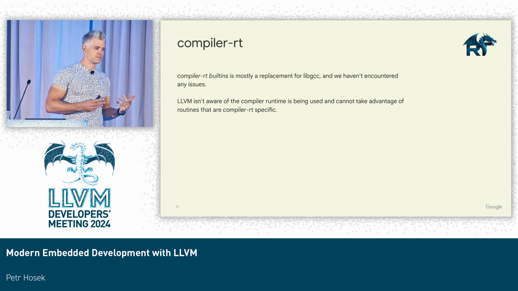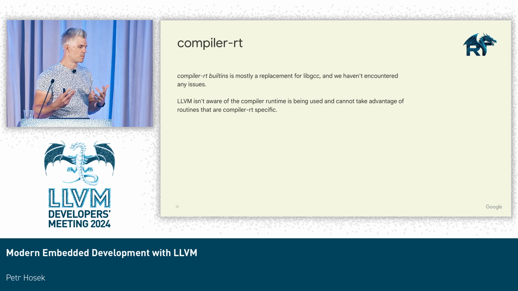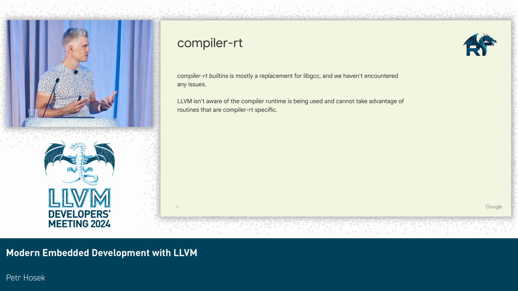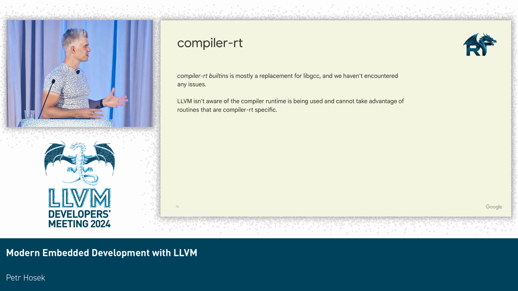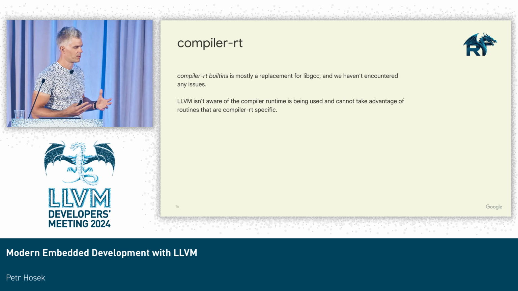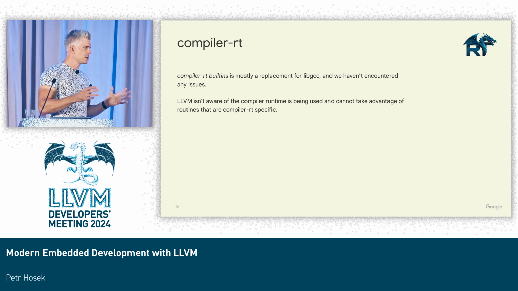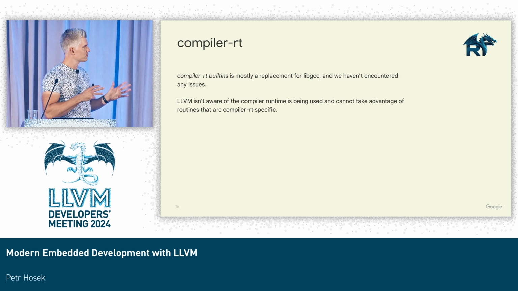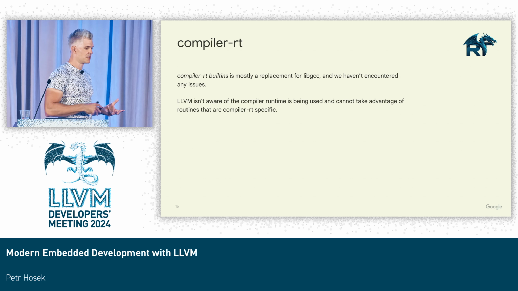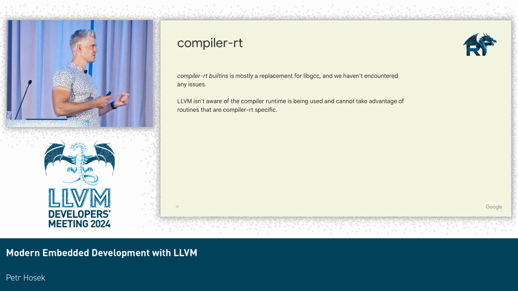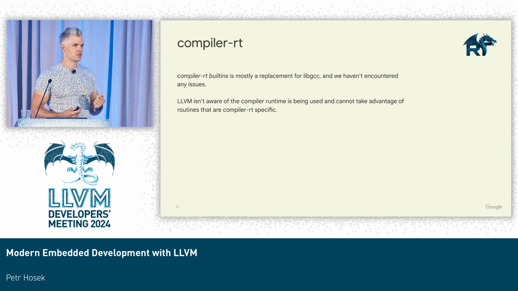When it comes to individual runtimes, what has been our experience? For compiler RT, we've seen it to be mostly a great drop-in replacement for libgcc. We haven't really encountered any issues. On the corners, there are some differences, especially when it comes to more exotic types like float16 or quad 128. But in Pico SDK, we haven't really run into any of those. One limitation that we're aware of is that LLVM right now is not aware of the compiler runtime that is being used and cannot really take advantage of routines that are specific to compiler RT. But this is more of a missed optimization, but still is something that would be nice to address in the future.